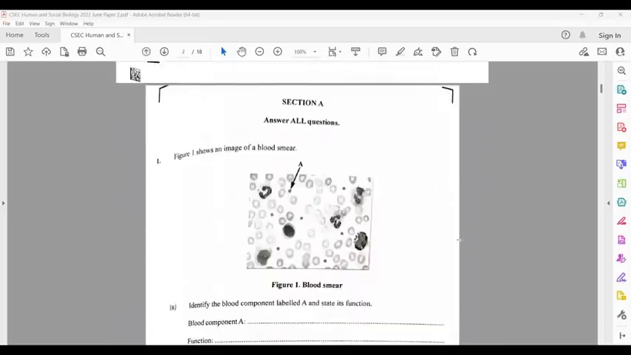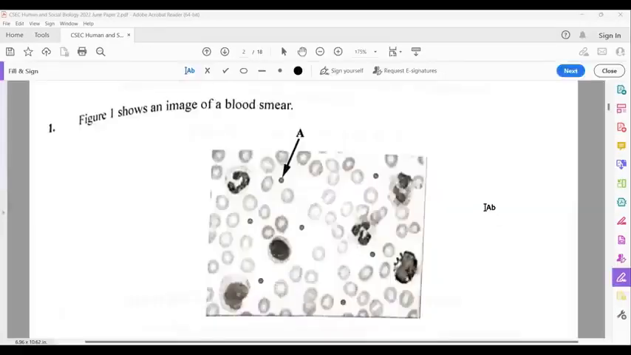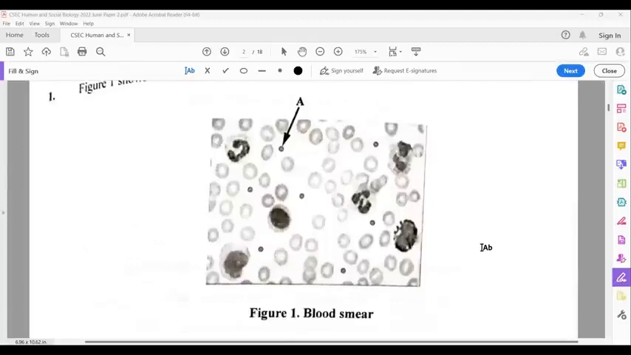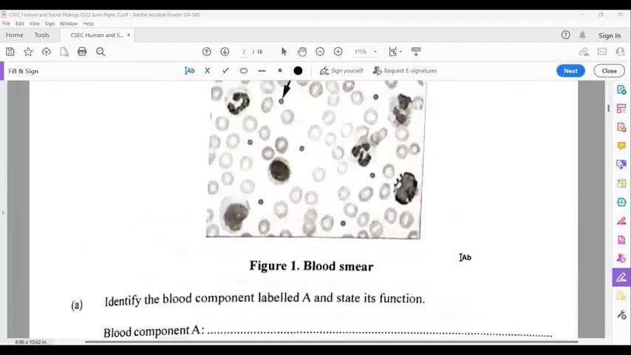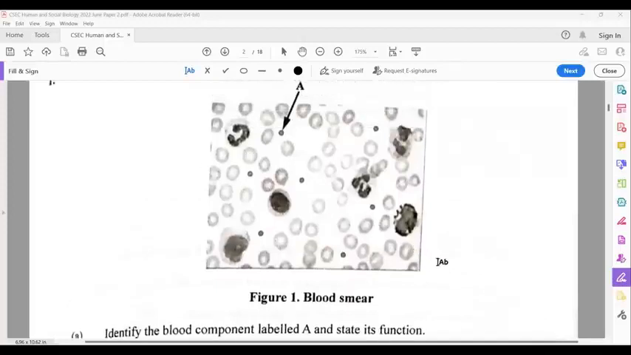So let's begin. Question 1 focuses on section B, life processes, and the topic they're focusing on is the circulatory system, and it reads, Figure 1 shows an image of a blood smear, and they go on to ask you in part A, identify the blood component labeled A and state its function.